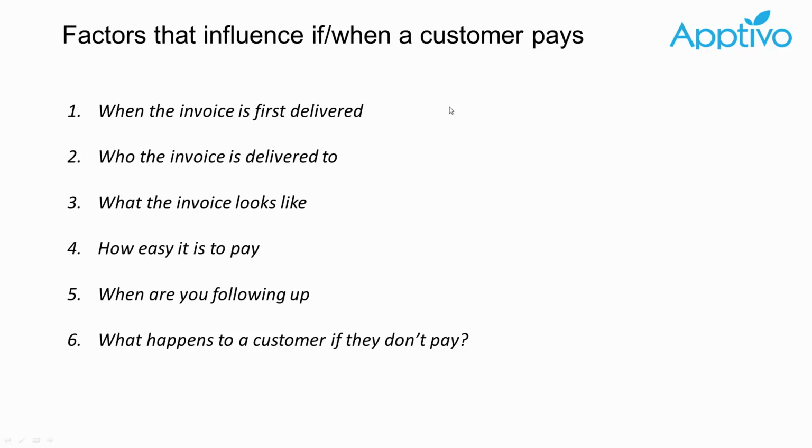Then the next one is, who is that person? Where is this invoice going? Are we sending it to the proper contact, or are we sending it to somebody who then forwards it along to another person, et cetera, et cetera? Because all that can reduce the probability of payment if we're not getting it to the right person.